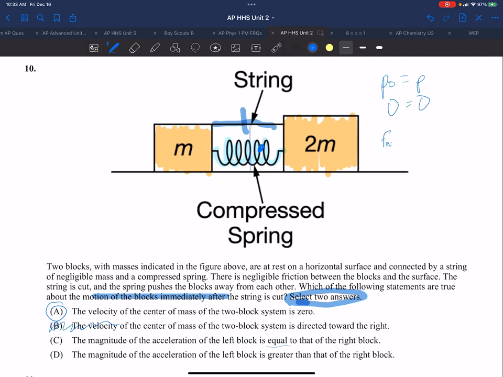Well, F net equals ma, and the acceleration is the net force divided by the mass. What we know is that the forces are equal and opposite to each other. So if the forces are equal and opposite to each other, and the masses are different, then the accelerations will be different. So they can't possibly be equal to each other. And since m is the smaller mass, it will have a greater acceleration. Choice D.